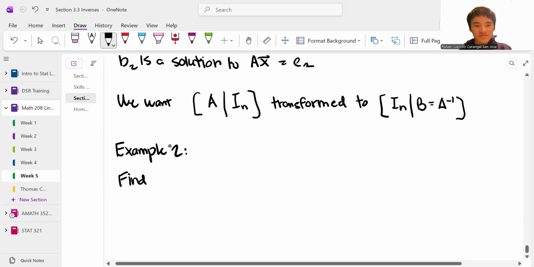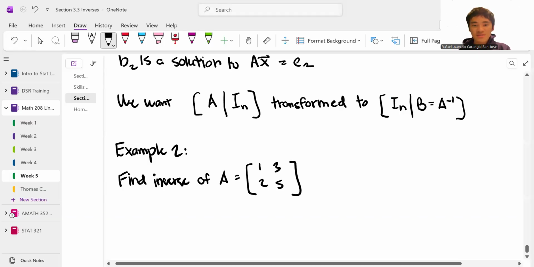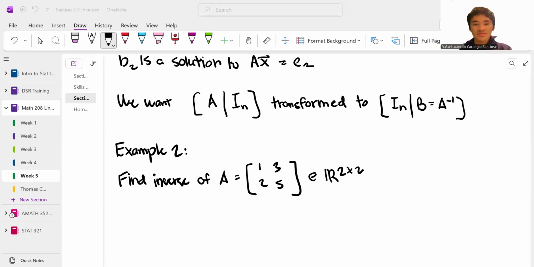Okay, let's find the inverse of A. Now, there is a nice way to check this, which we already know. All right, so we have this matrix A, 2 by 2. And so we set up the augmented matrix.